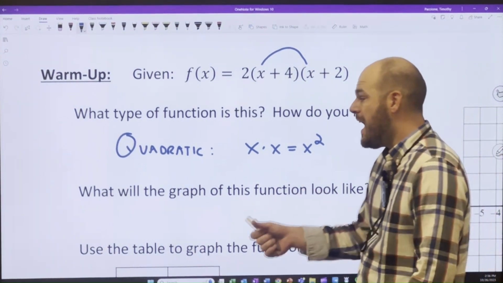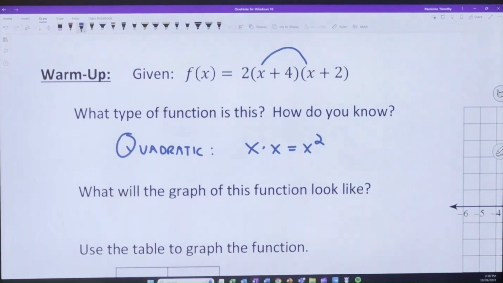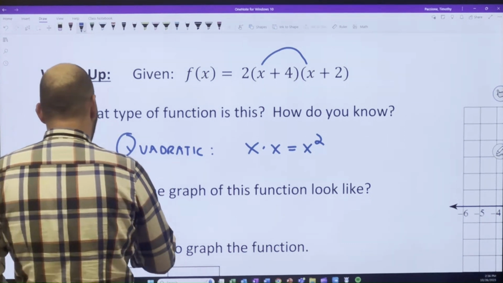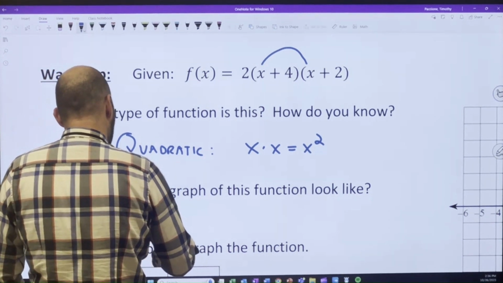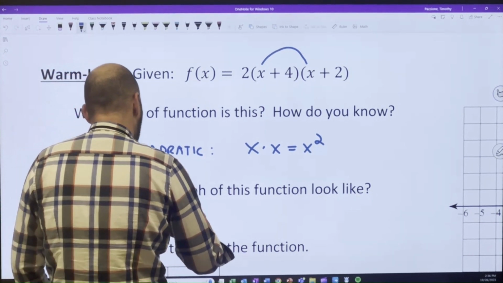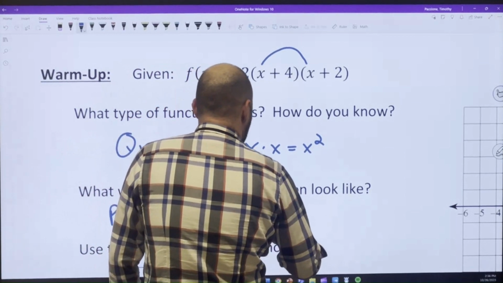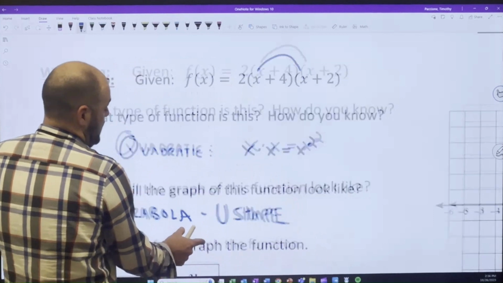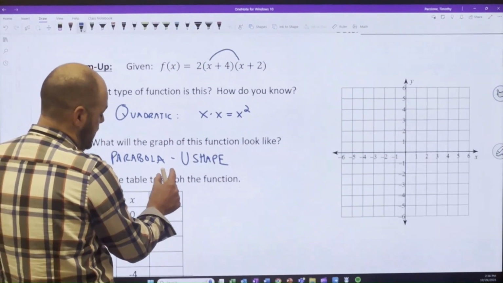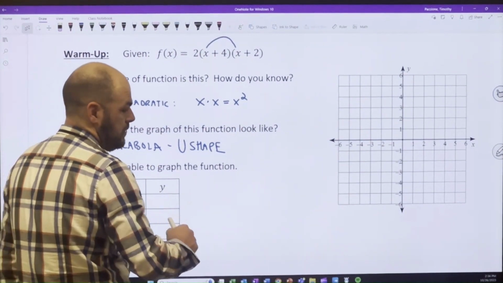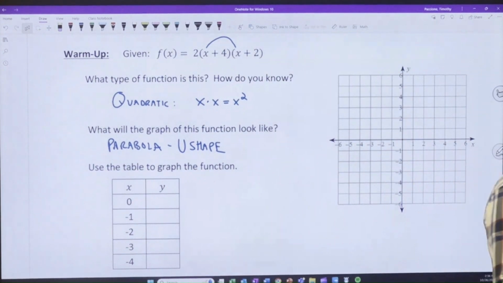And then if we know that, it says, well, what will the graph look like? A U shape, which we call a parabola. So, okay, parabola. And yes, that is a U shape. Okay, all right. Now, the next thing it says is graph the function. And like we often do here, we're going to do it with a table, and then we're going to talk about how to do it without a table in this class.